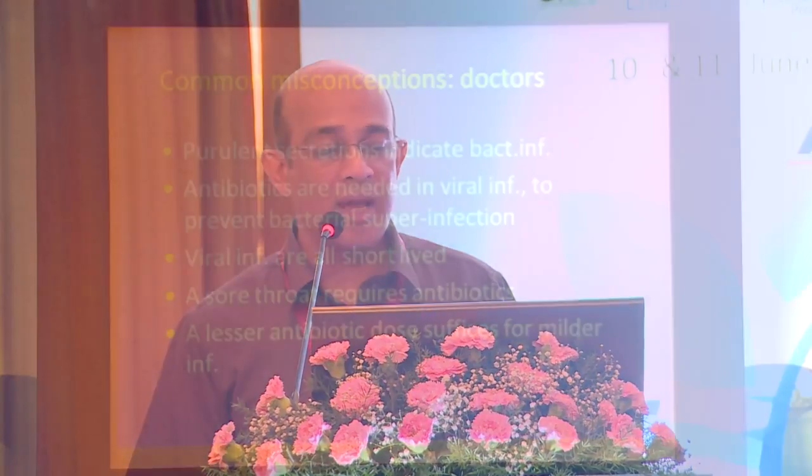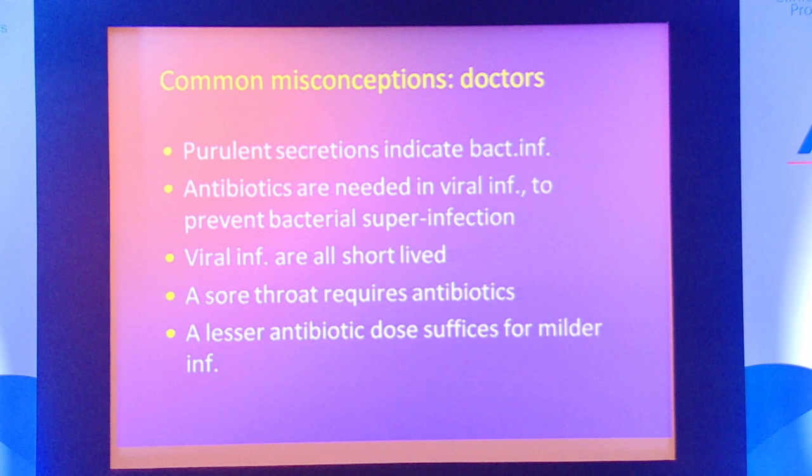There are some common misconceptions amongst doctors. Purulent secretions indicate a bacterial infection. Purulence refers to presence of white cells, which can happen with viral infections also. So if somebody has a sore throat and brings up green sputum, that doesn't mean that he has a bacterial infection. It can still be viral. Antibiotics are needed in viral infections to prevent bacterial superinfection. Viral infections are all short-lived, so if an infection lasts more than 3 to 5 days, then it requires antibiotics. A sore throat requires antibiotics because it may evolve or be a harbinger of something serious, and a lesser antibiotic dose suffices for milder infections.